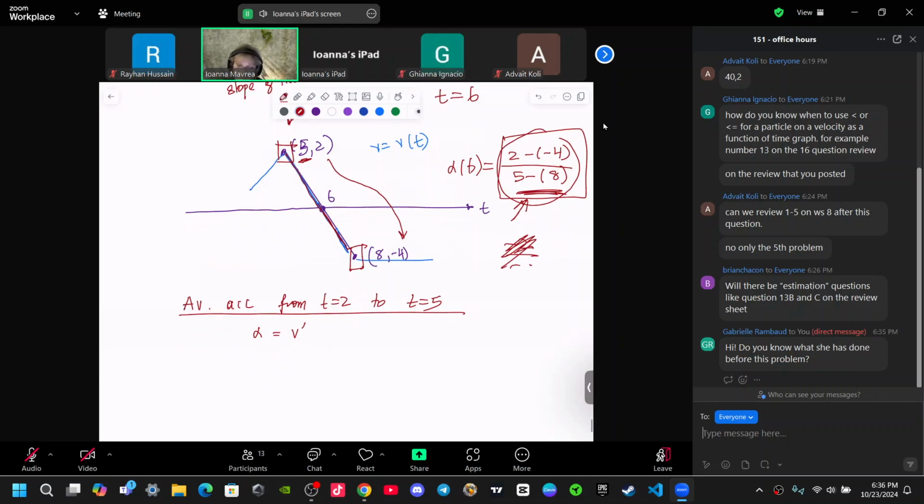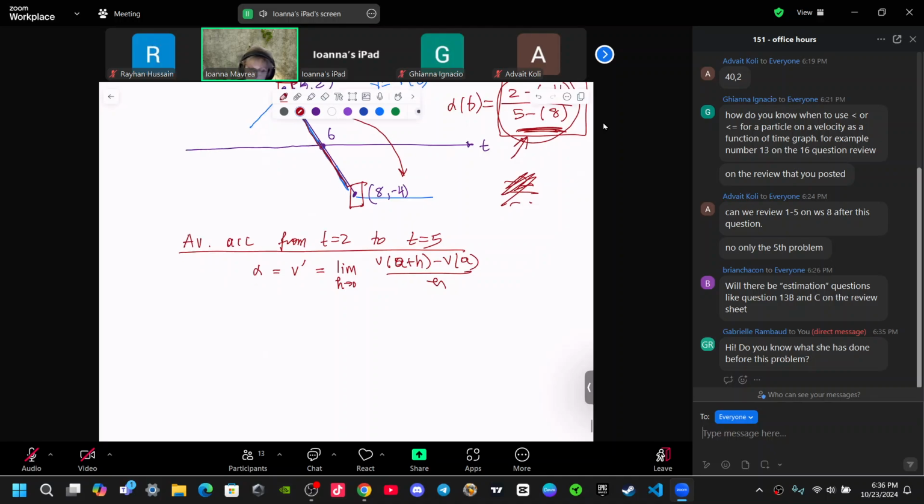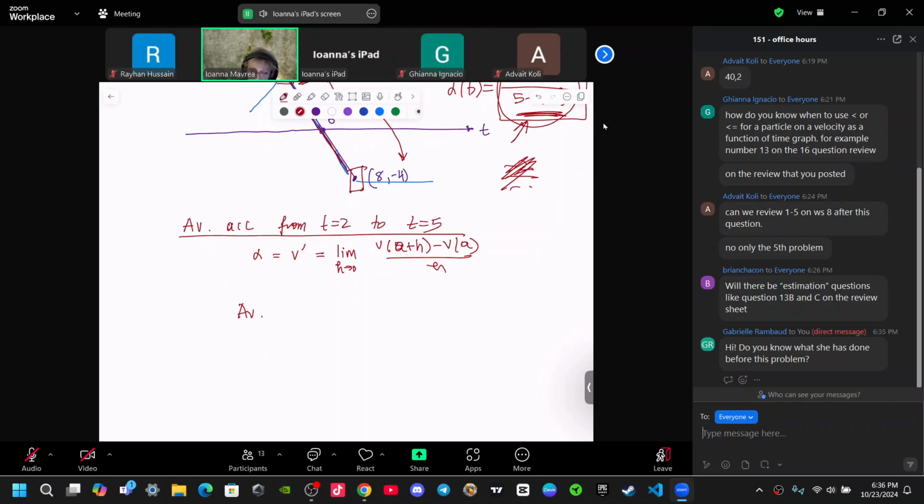So the derivative, remember, is this thing: the limit as h goes to 0 of v of a plus h minus v of a over h. That's what the derivative looks like. That's the definition. When they're saying the average acceleration, they're asking you to write something like that, where the points in question are 5 and 2. So they're asking you to do this: v of 5 minus v of 2 over 5 minus 2.